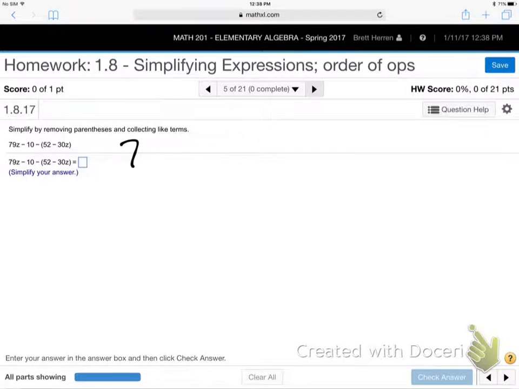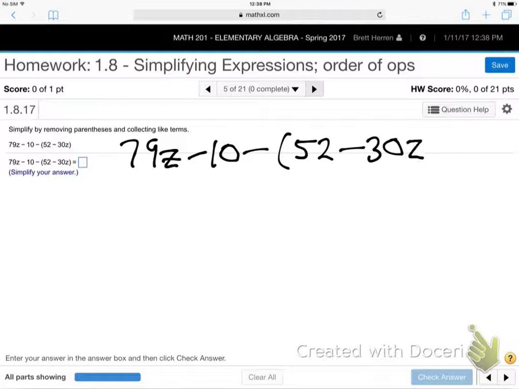Okay, so 79Z minus 10 minus parenthesis 52 minus 30Z. So here we go again. I cannot do what's in the parentheses first. You can't subtract those. They're unlike terms. So instead, you take the minus that's up against the wall of the parenthesis and you distribute. So go ahead and do that first.